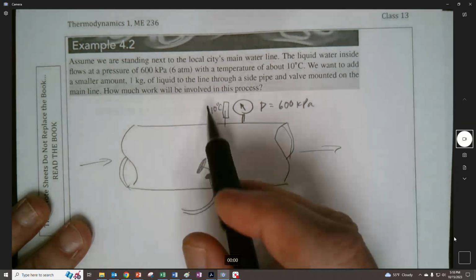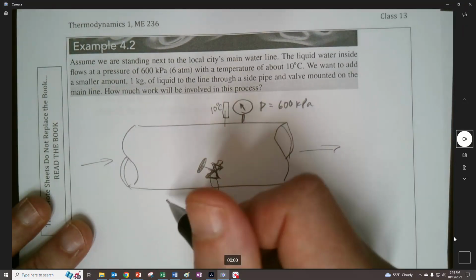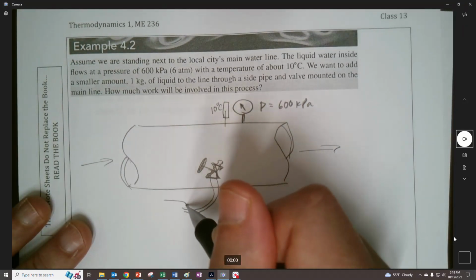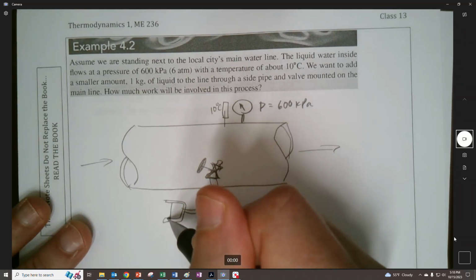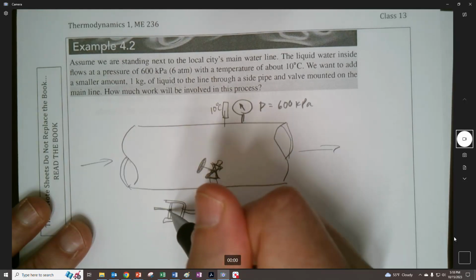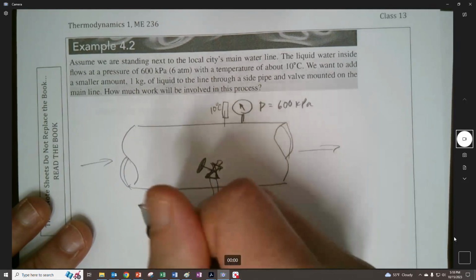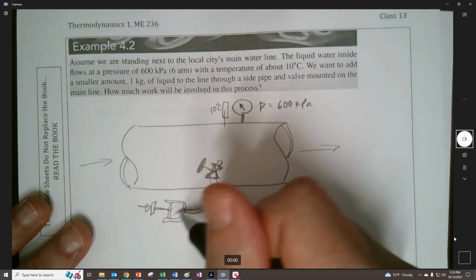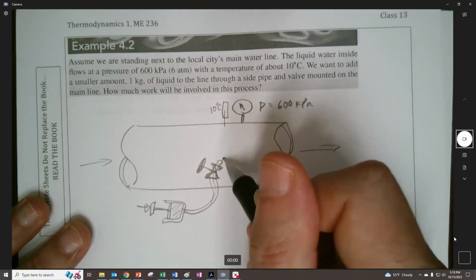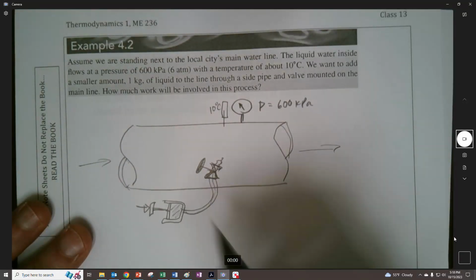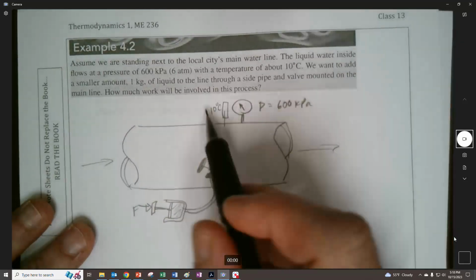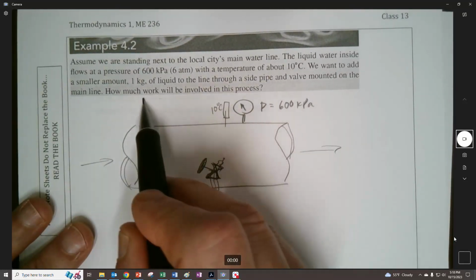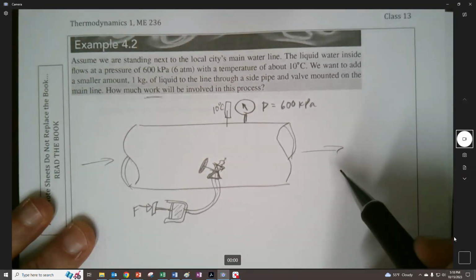So how much work is involved in trying to put something in here? Well, I just, for my own benefit, I said, well, how would they do that? Maybe you have some type of device right here, like a little plunger, and we put a little chunk of water and we stick it into the thing, right? So we're applying some force onto the plunger, which is going to be the work. So how much work is involved in doing this right here?